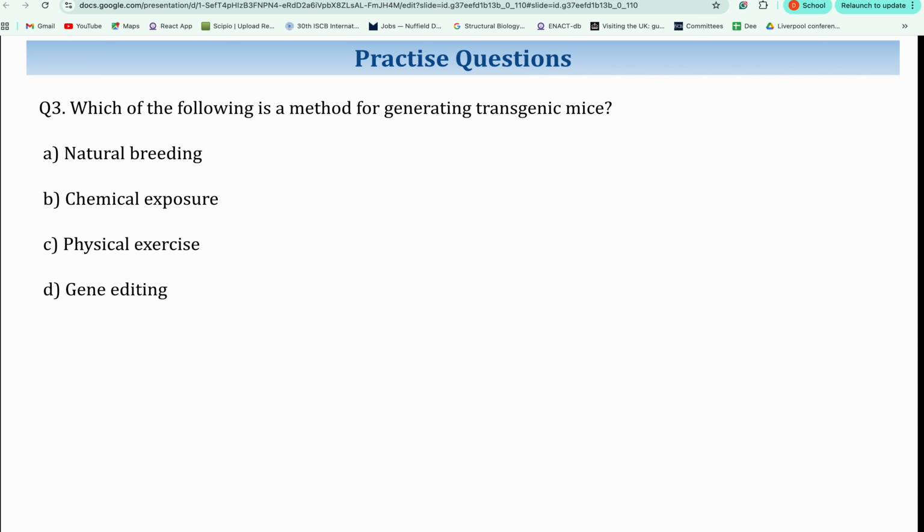So now let's see. So what is the right answer? So the right answer is option D, which is gene editing.